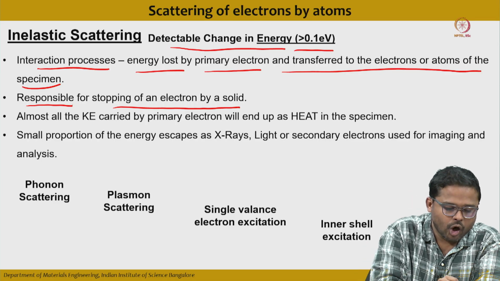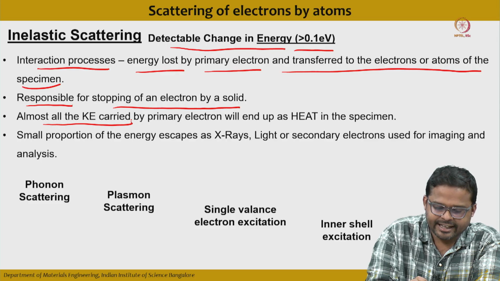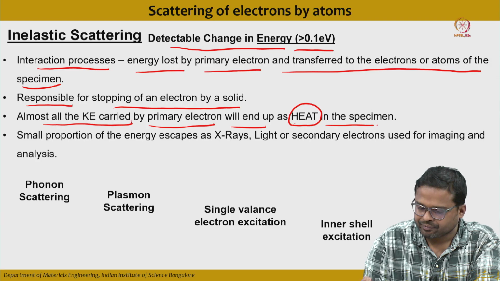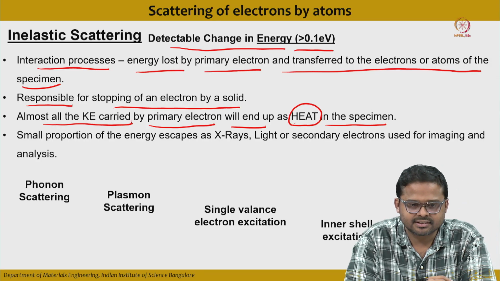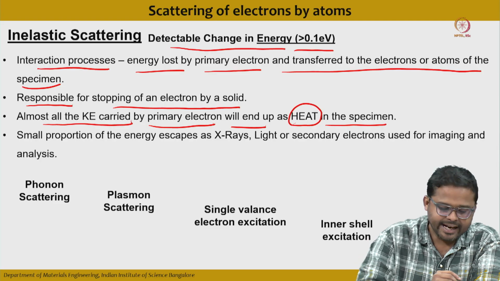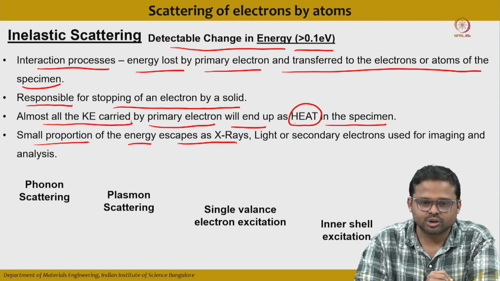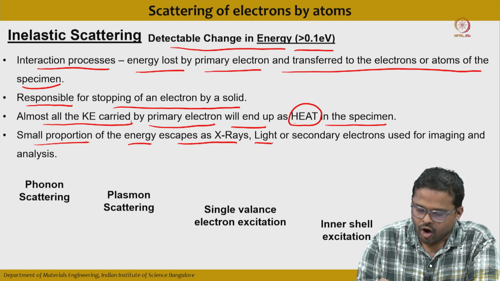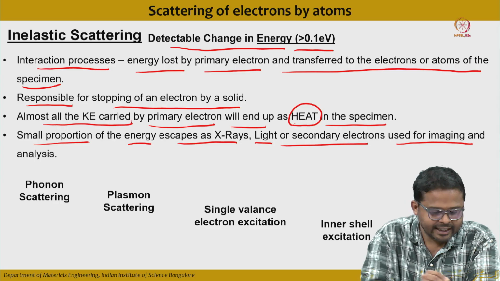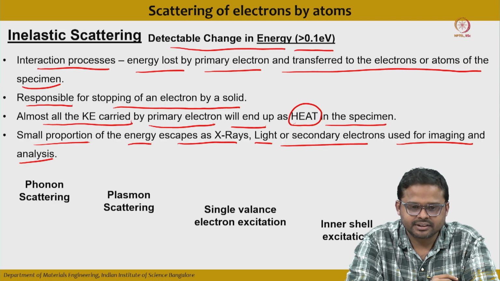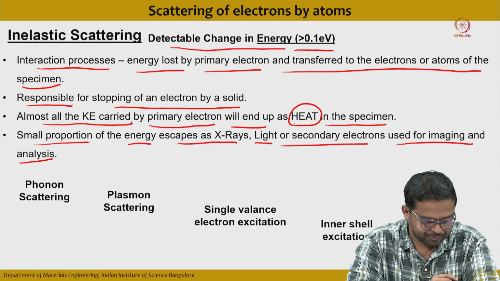Almost all the kinetic energy carried by the primary electron will end up as heat in the specimen, and this production of heat will release certain amounts of energies that we will discuss now. A small proportion of the energy escapes as X-rays, which are used for spectroscopy, light, or secondary electrons used for imaging and analysis. Fine. So, these are the results of inelastic scattering, which is the result of loss of certain energy of the primary beam to the specimen, or to the electrons or atoms of the specimen.